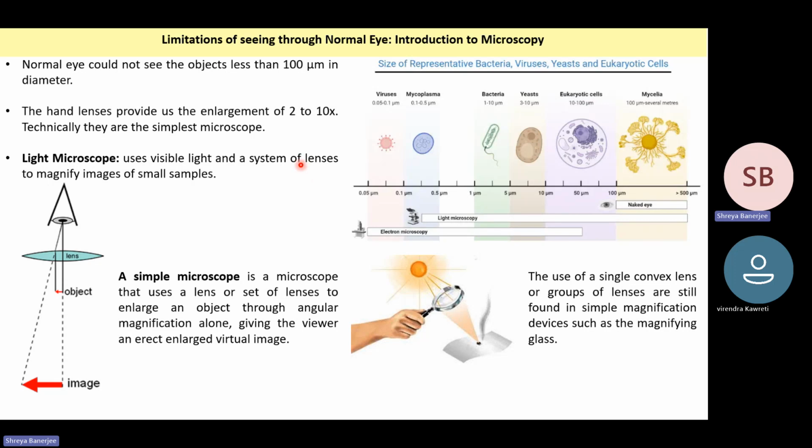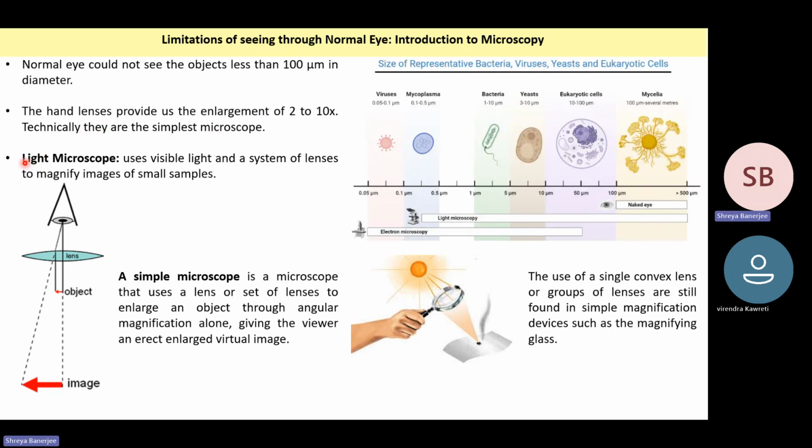So the first thing is that there are some limitations of light microscope. The naked eye, as you know, cannot see objects less than 100 micrometer in diameter. So you cannot see cells by naked eye. You can only see maximum up to the different mycelia of fungi. Beyond 100 micrometer, you need the help of a microscope. There can be a simple hand lens which provides magnification of 2 to 10 times. They are technically the simplest microscope.